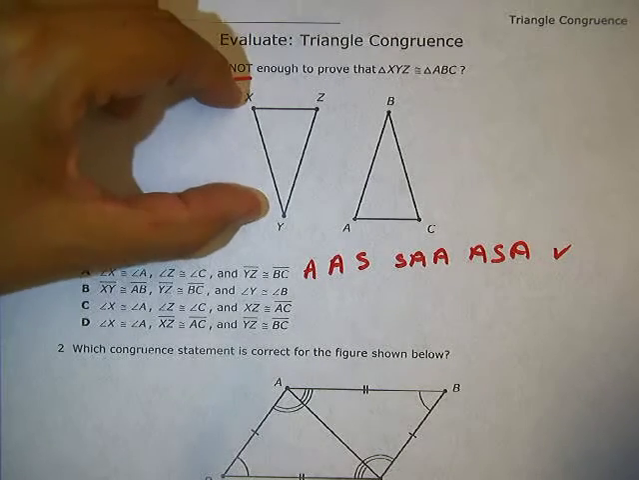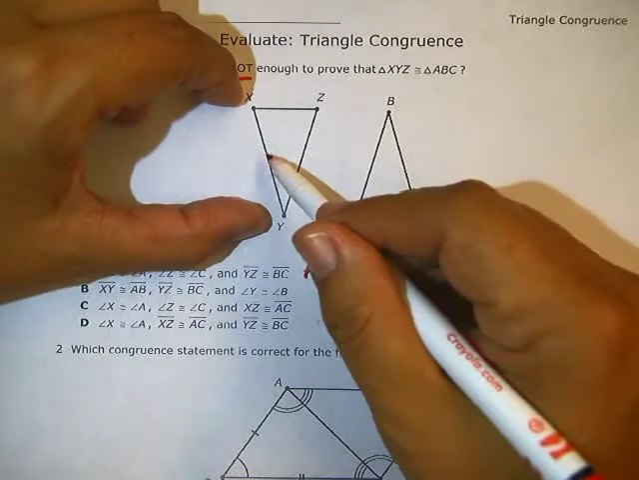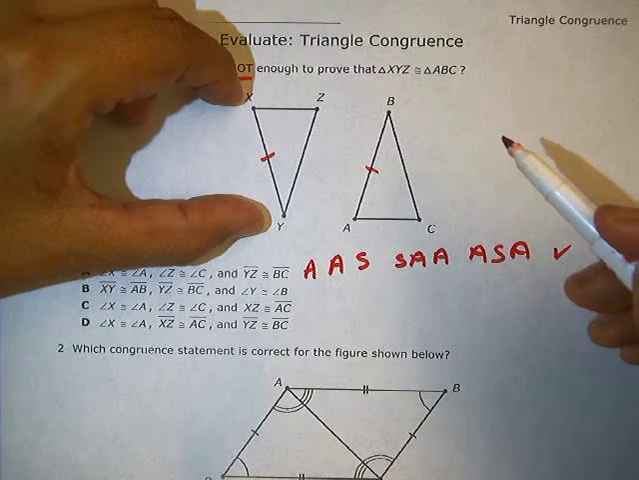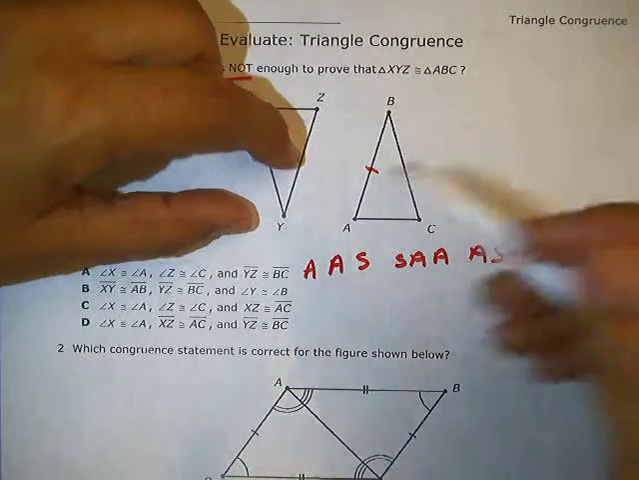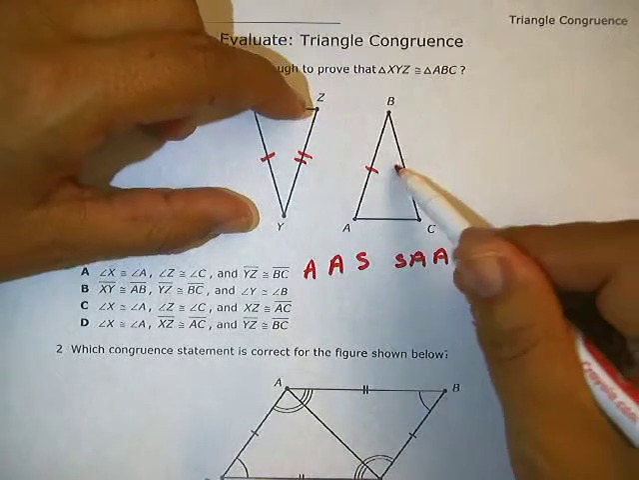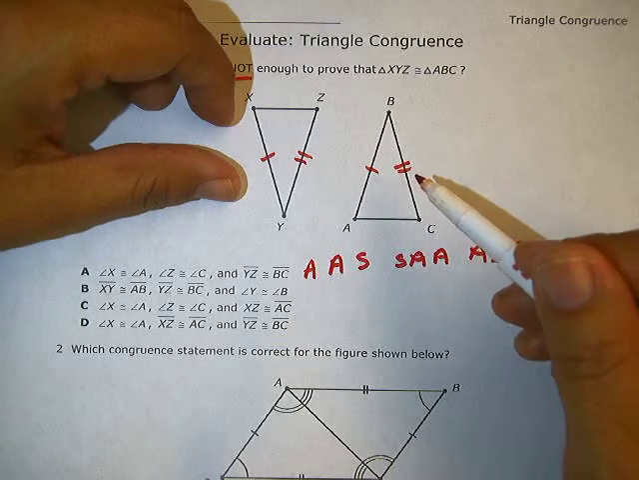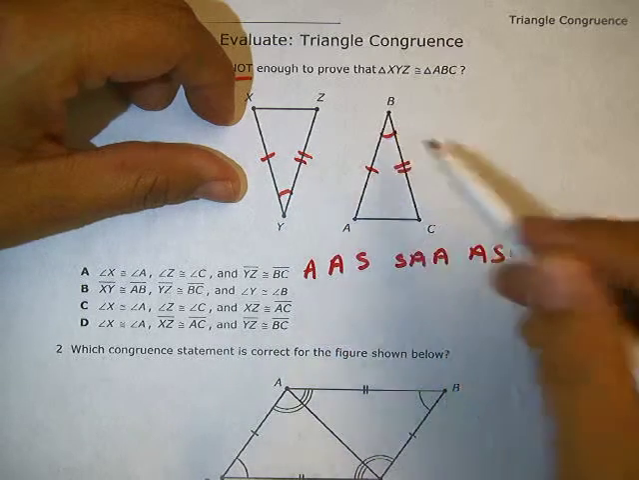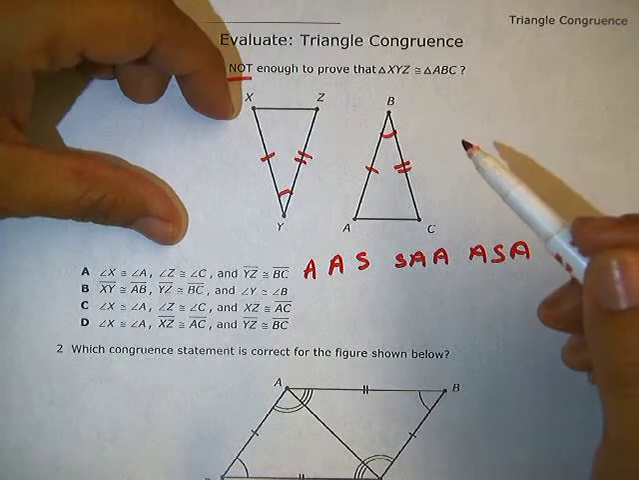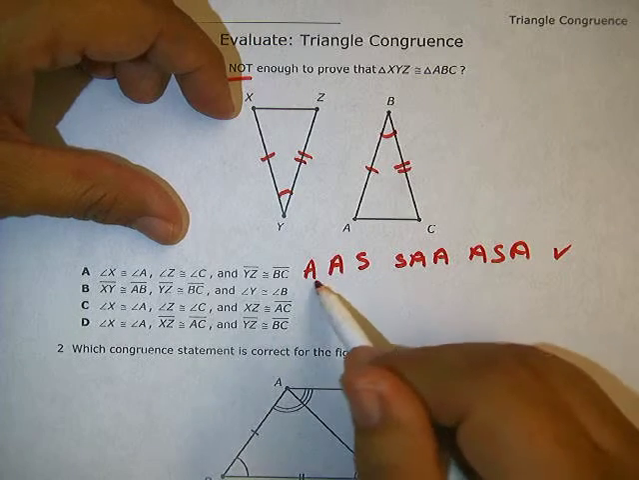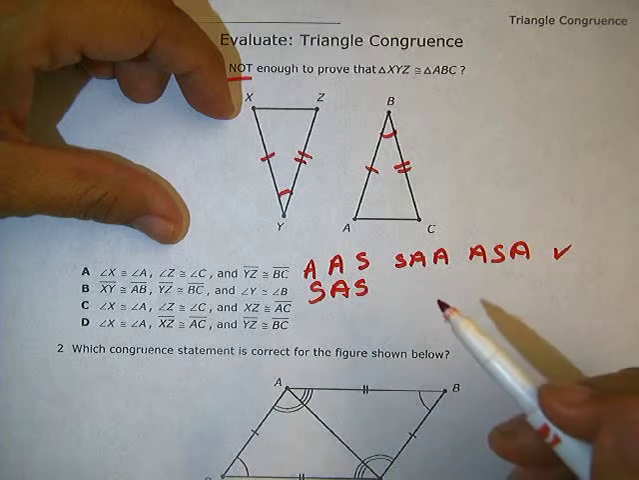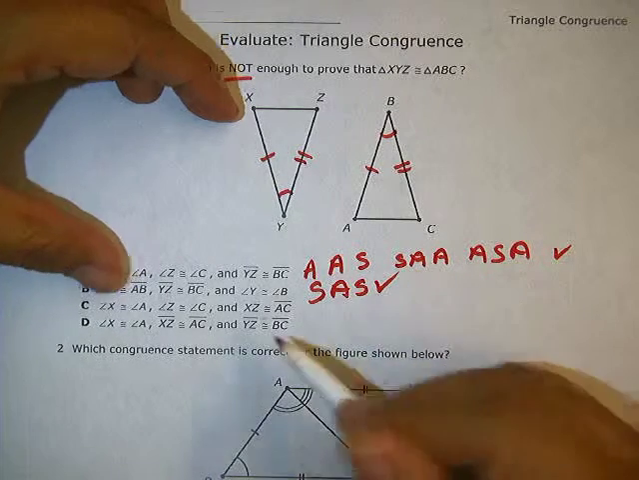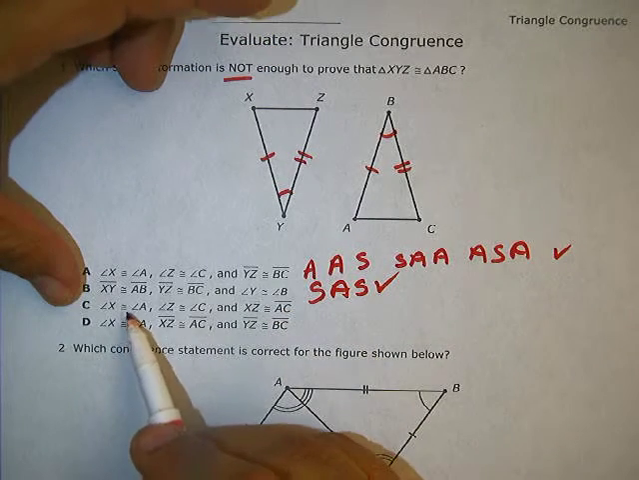XY, so we're talking about this side. And this one's suspicious, so I'm going to go ahead and mark it. It's congruent to AB. Okay. YZ is congruent to BC. And then angle Y is congruent to angle B. Aha, it was suspicious, but it's actually side, angle, side, which I do accept backwards and forwards. So this one's fine. Now let's look at this one.